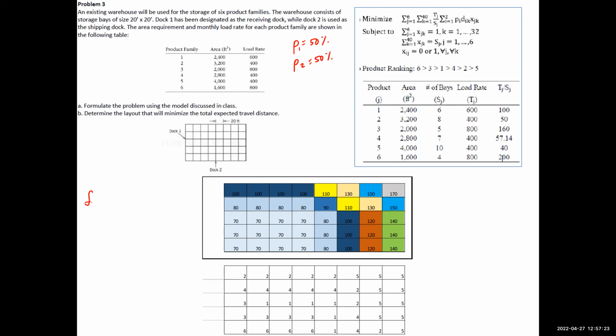So I'm going to compute the F1 value, or Fk when k equals 1. F of 1 will be equal to 50% times, I'm going to call this my first cell. I know this is dock 1, and this is dock 2. I'm sorry, this is wrong.